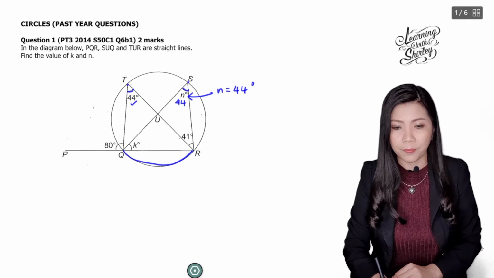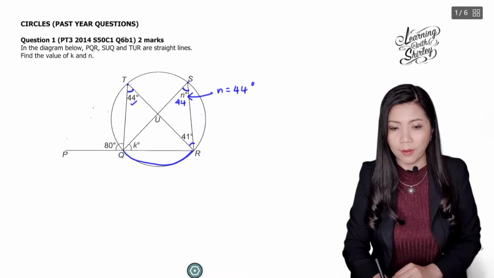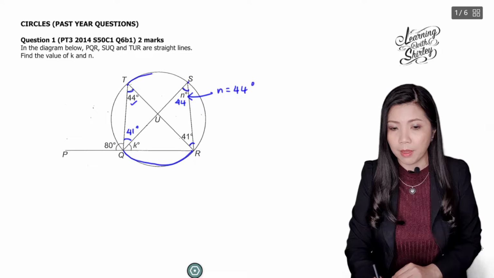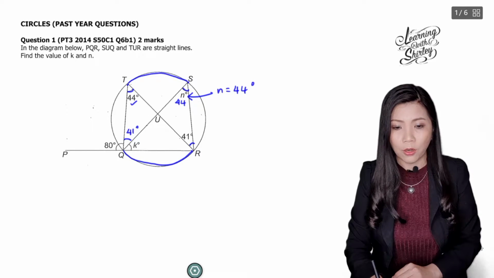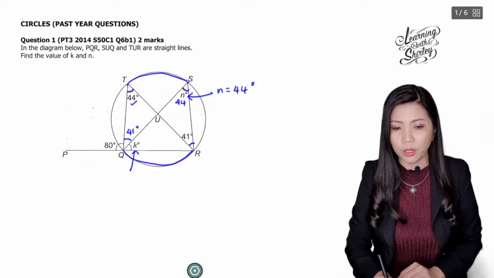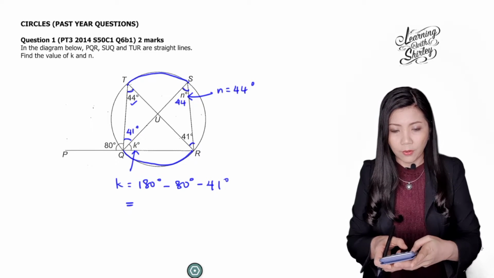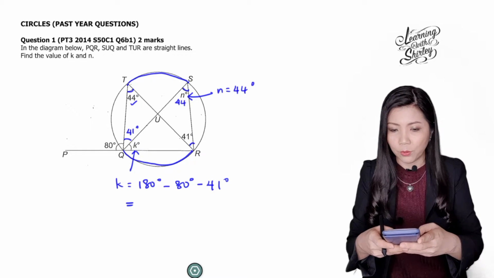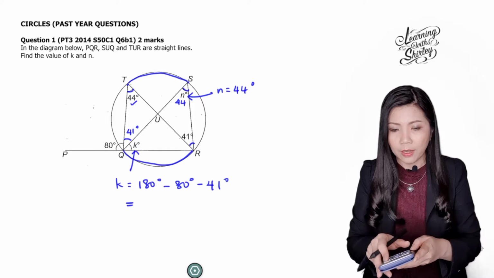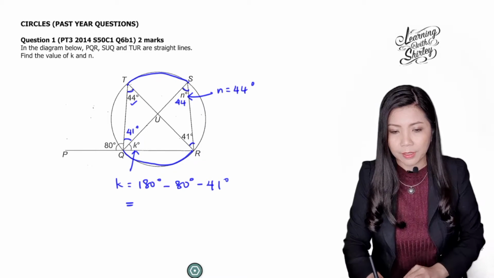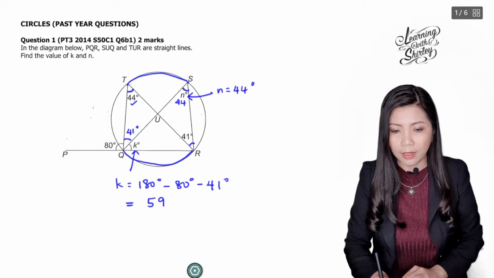Let's solve for K. Since here is 41, therefore here is also 41, because they are inscribed by the same arc, TS. To find K, I'm going to use 180 degrees because it's one straight line, minus 80 and minus 41. Let's use a calculator. 180 minus 80 minus 41, so we get 59. So the answer is 59 degrees.